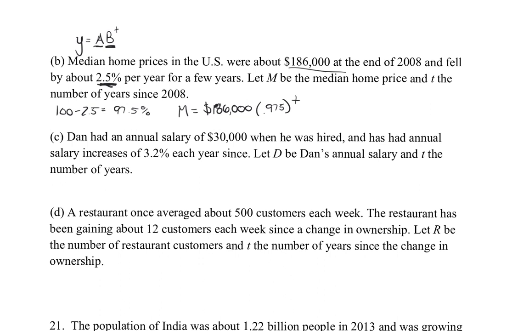Then, for part C, Dan has an annual salary of $30,000 when he was hired and has an annual salary increase of 3.2% each year since. Let D be Dan's annual salary and T be the number of years. Okay, so same thing as the last one. Since this is a percentage increase each year, we're going to use the same formula as we used up top. Our starting salary is going to be $30,000 given in the problem, so that's going to be our A.